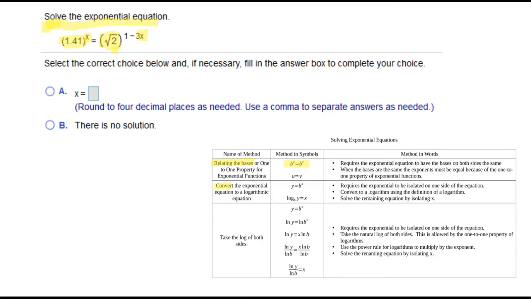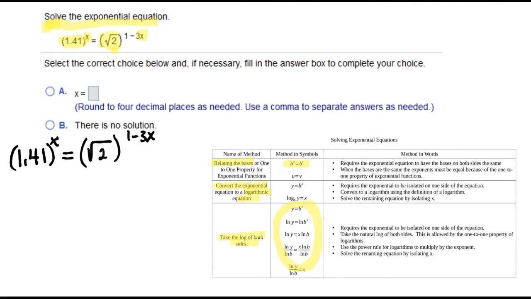So we have these other two methods, converting the exponential to a logarithmic equation or taking the log of both sides. I prefer taking the log of both sides, so we're going to use that method. So our equation, 1.41 to the x equals square root 2 to the 1 minus 3x.